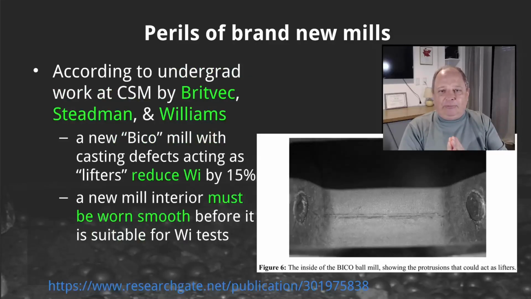So here's the example from the Colorado School of Mines. This is some undergrad work. You can see in the photo the interior of the mill. There is like a little casting defect in there. That's the sort of thing that has to be worn smooth when you install that mill. So this mill needs to be run for 100, 200, some cycles with like an abrasive sand to wear that surface smooth.